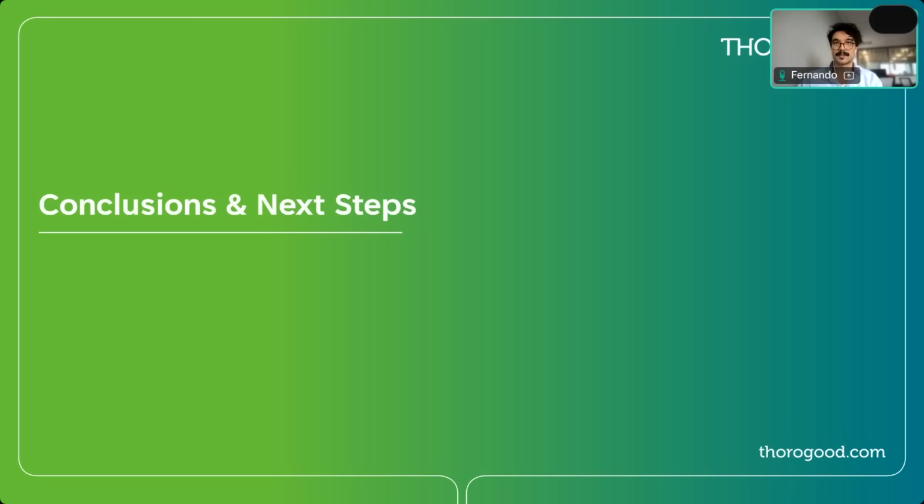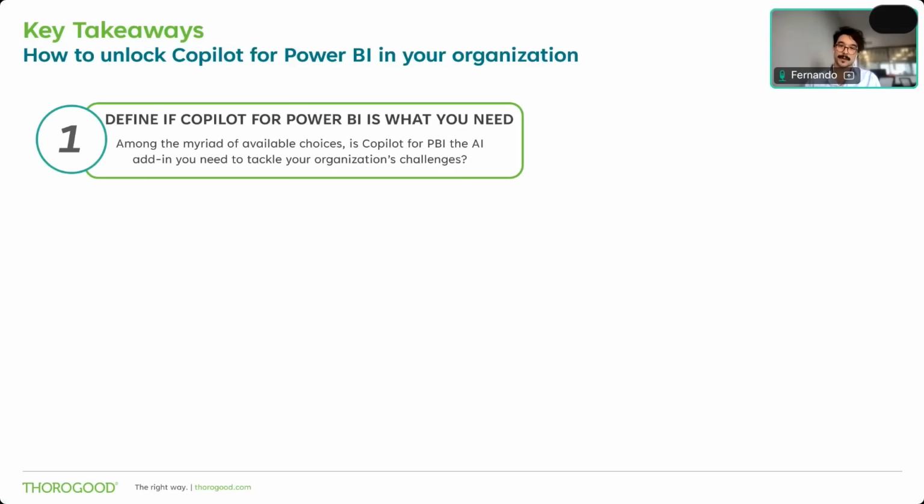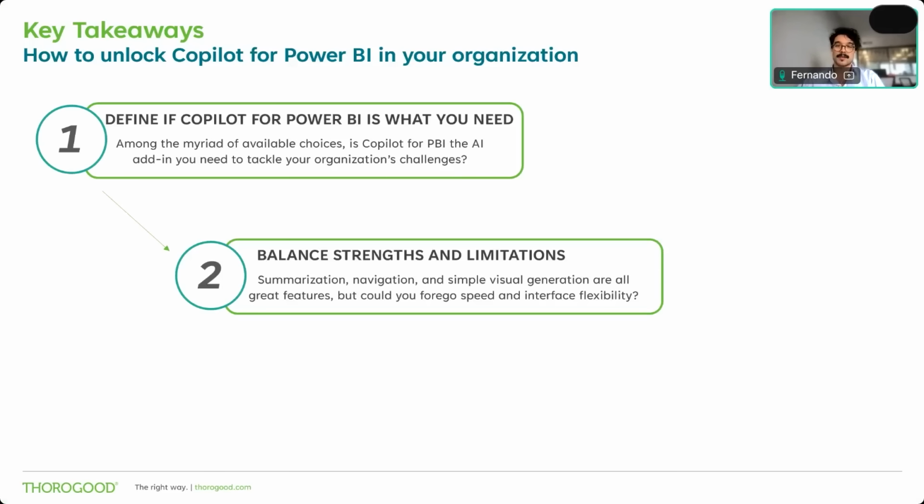So some of the conclusions and next steps here, and how to, again, unlock Copilot for Power BI in your organization. Firstly, you have to define if Copilot for Power BI is what you need. There are plenty of available choices, and you have to define if Copilot for Power BI is an add-in that you need and that will be able to tackle your organization's challenges. Once you define that, you probably want to balance strengths and limitations. It's very good at summarization. It's relatively good at navigation and also simple visual generation. But can you forego the speed and interface flexibility that maybe some other solution would get you?